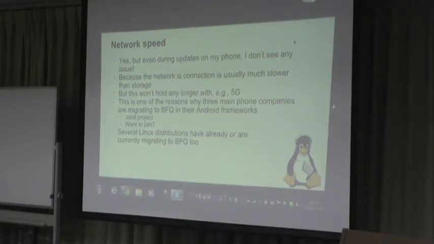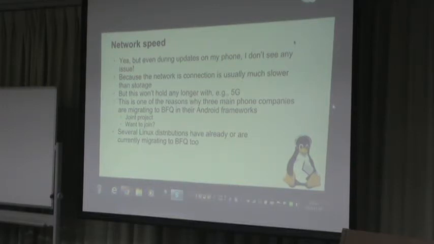So with updates on your phone, probably you haven't seen many lag issues, but now with the shift to 5G, probably you will start to see these problems because network tends to become as fast as storage or even faster. So this is one of the reasons why, for example, three phone companies are migrating to BFQ in their Android frameworks. This is a joint project. And if some of you want to join, of course, you are welcome.